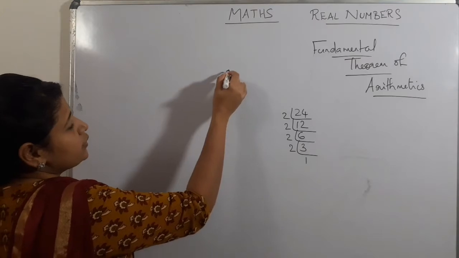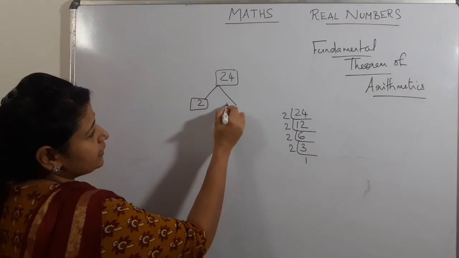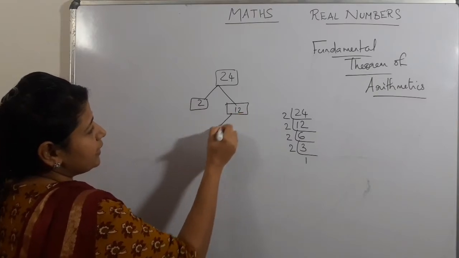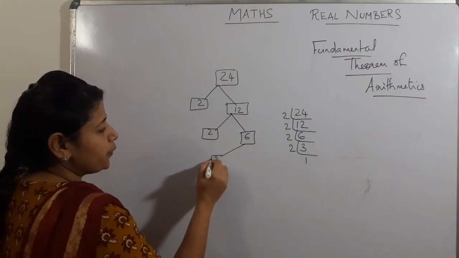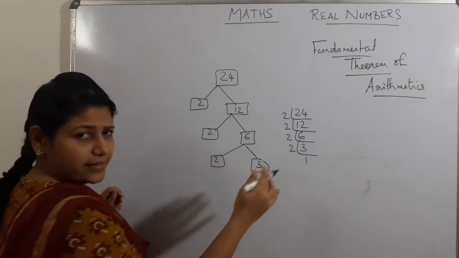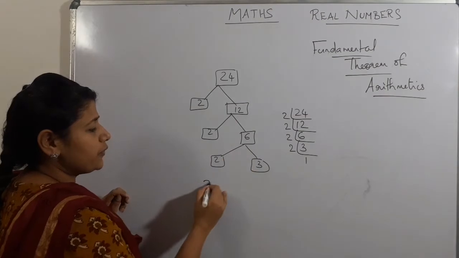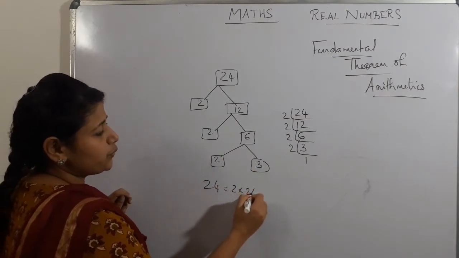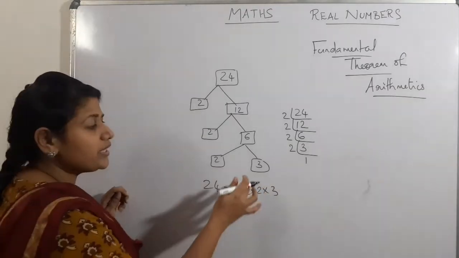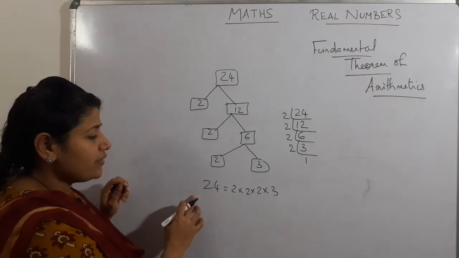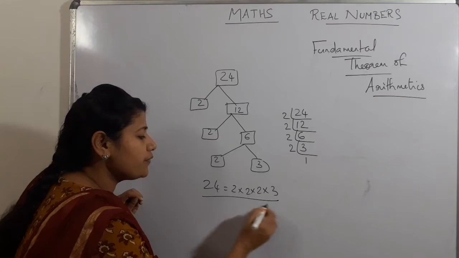Just like 24, it can be divided by 2. Then you will get here the 12 and again the 2. Then you will get 6. Again here 2 and 3. Both are right. This is a factor tree and this is just the prime factorization. So 24 can be written as 2 into 2 into 2 into, here it is 3. No other number is there to divide 3, no? So we can write 24 as 2 into 2 into 2 into 3. So this is the prime factorization of 24.